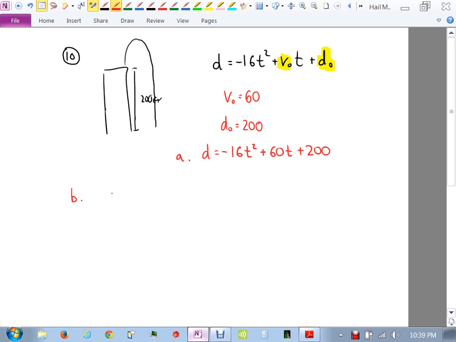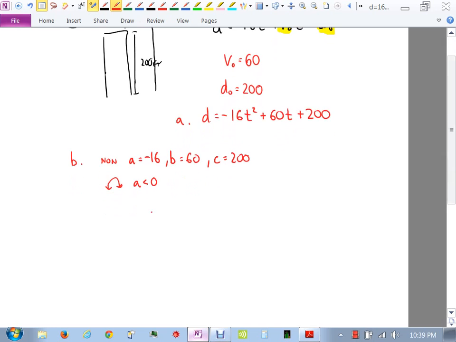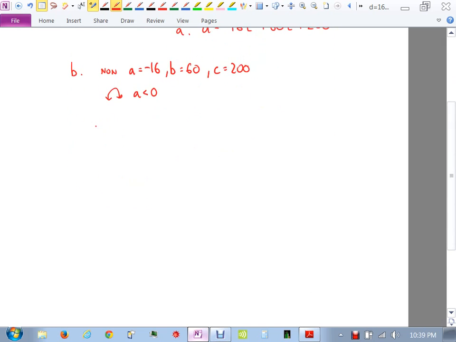Since this is in non-standard form, I know a is negative 16, b is 60, and c is 200. I know that this parabola opens down because a is negative. I know that the vertex I'm going to have to work for. H will be negative b over 2 times a, which is negative 60 over 2 times negative 16. This is negative 60 over negative 32, which on my calculator is 1.875.